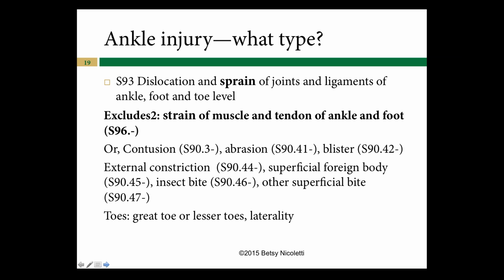If anything you see in the excludes notes is listed, then they're saying to you, S93 is not your code. But look at how many options there are for ankle injury. And these are just the superficial ankle injuries. We're not even on fractures, nerve and blood vessel injuries, amputations, crushing wounds. It excludes a strain of the muscle, a contusion, an abrasion, a blister. I won't read them all down for you, but you can see how many different types of injury we have.